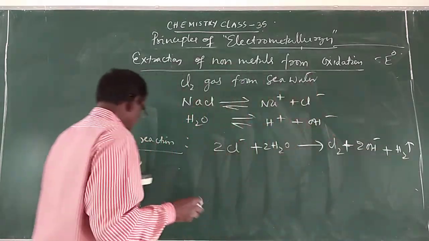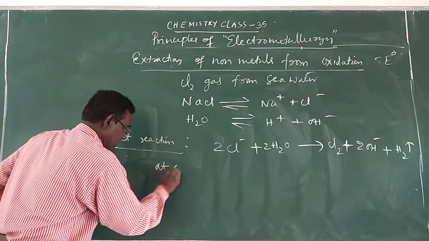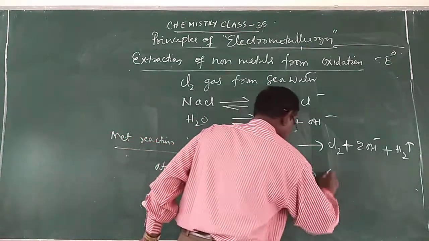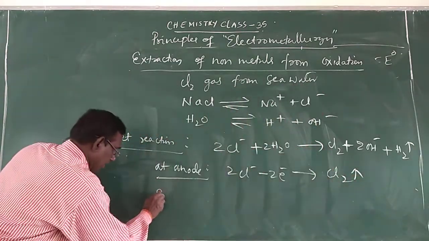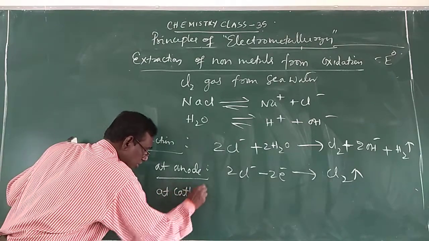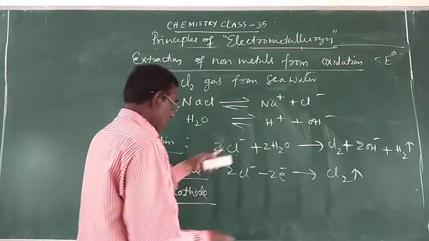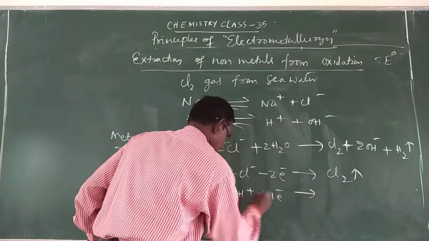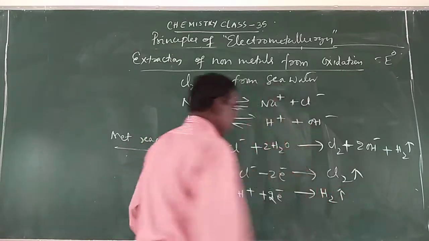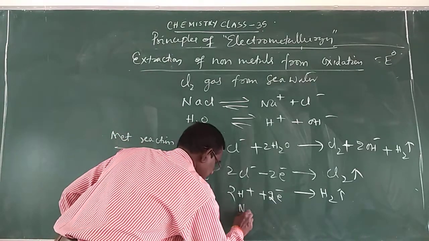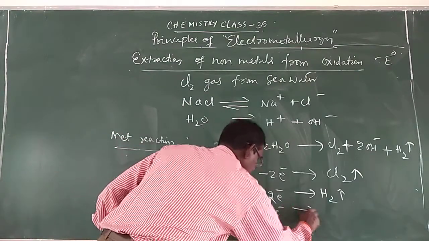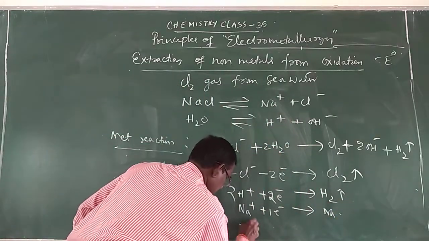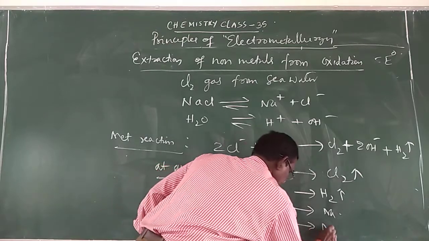Okay. So we can write the anode and cathode reactions. At the anode, 2Cl- minus 2 electrons gives rise to Cl2 gas. At the cathode, you are going to get hydrogen gas as well as sodium hydroxide. How? H+ plus 1 electron gives H, so 2H+ plus 2 electrons gives H2, hydrogen gas. And Na+ plus 1 electron gives Na.